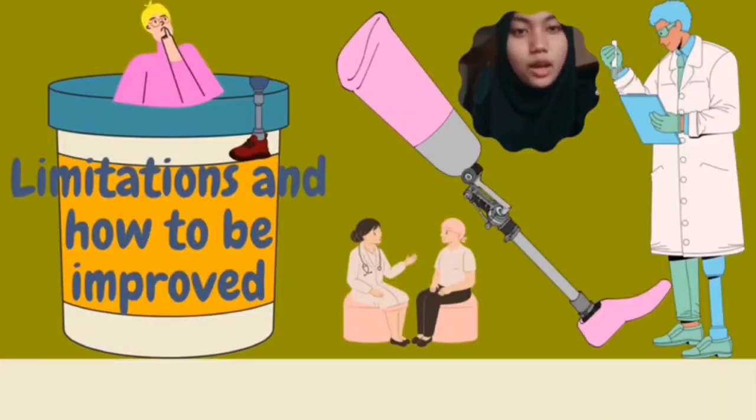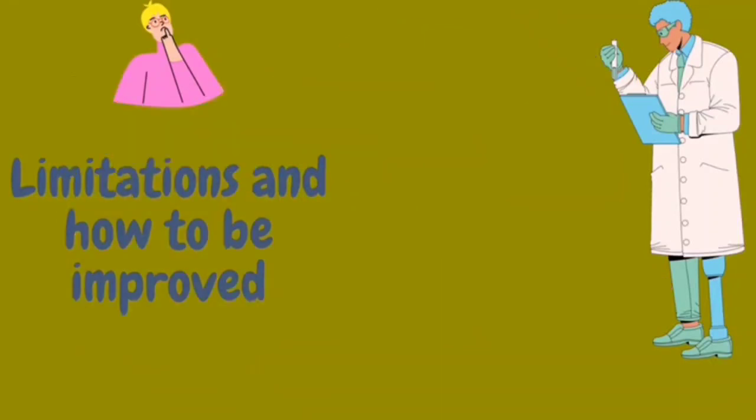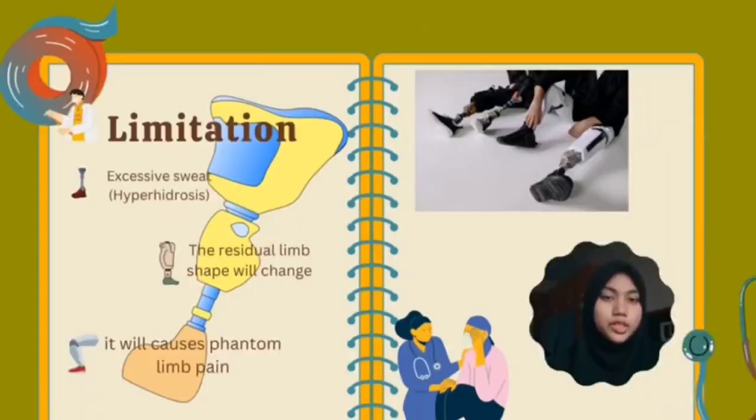So for now, I will proceed with our presentation, in which I will explain the limitations of this kind of medical device and how it can be improved. Unfortunately, from the research that has been made, there are some limitations that we have found in the leg prosthesis, in which some of the users might experience hyperhidrosis, which means that there is excessive sweat at the part of the leg.